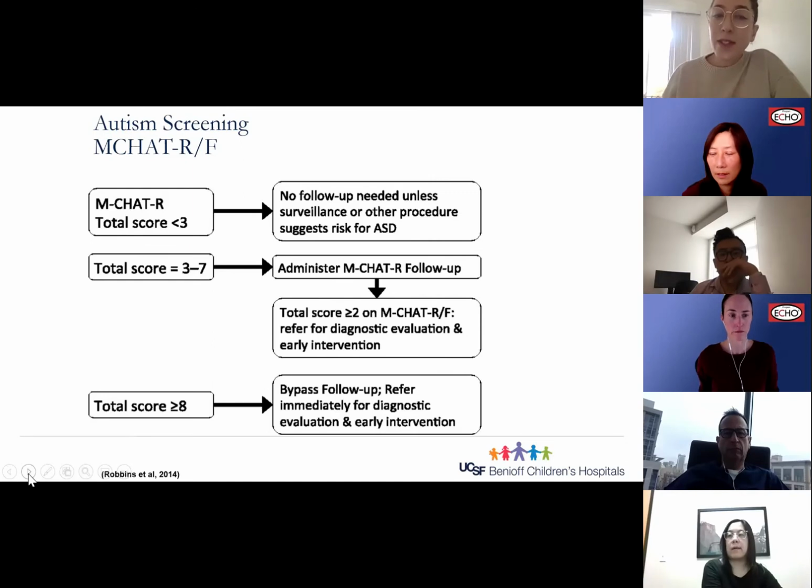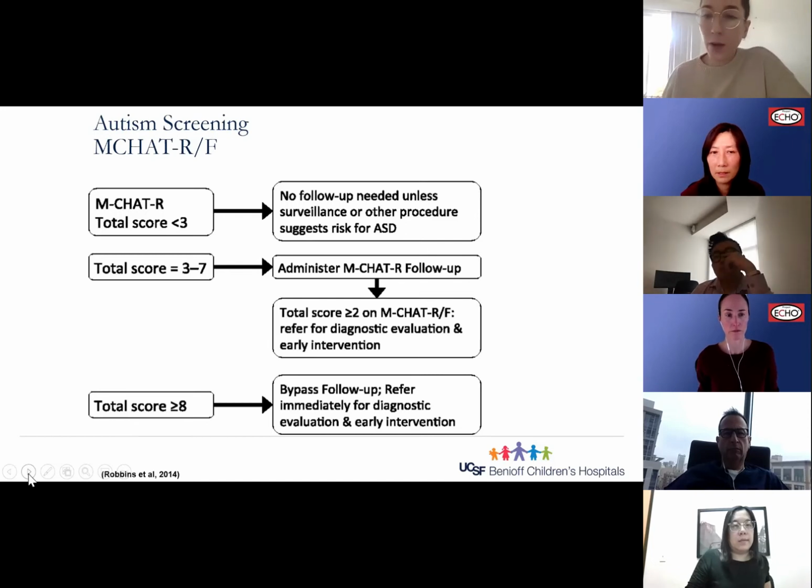And then just in terms of some scoring and what to do next. So if the initial score is less than 3, unless there's other things that are standing out clinically or other significant reports from parent or any other collateral that would make you want to follow up, you can go ahead and pause there and think about what other things might be going on. If there's a score 3 to 7, then it is advised to go ahead and do the revised follow-up and follow up on any of those things that did come up positive.